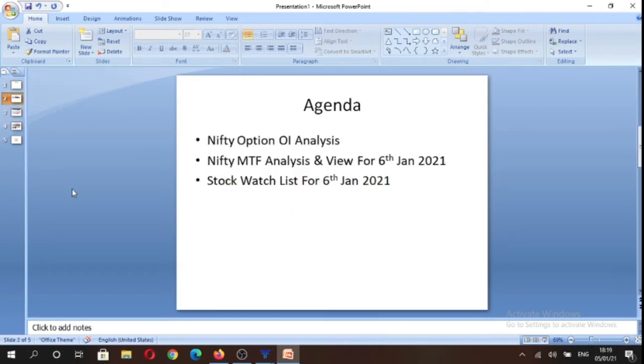The purpose for making this video is to analyze Nifty options open interest data. We'll be analyzing Nifty index on multiple time frames, and we would be framing a view for tomorrow, that is 6th January. Apart from the index, we would be discussing our stock watch list. So let's start with options open interest data.